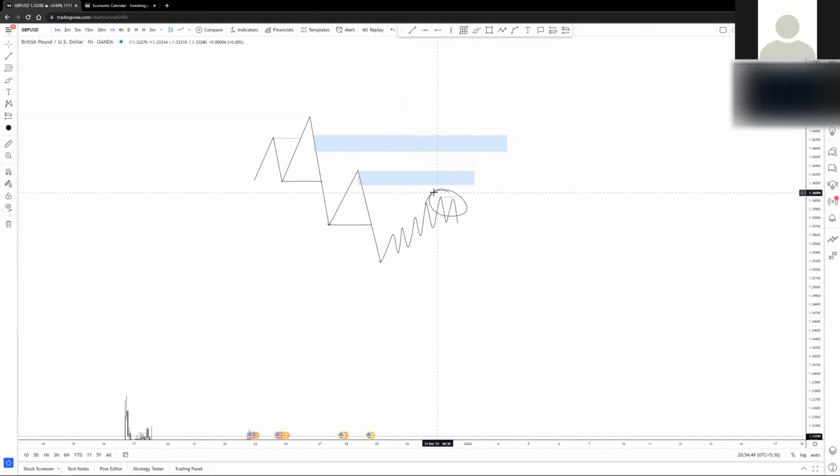Personally, what I would do is, now we know trading is all about taking a risk, right? But you have to risk your money on high probable setups, not just every setup. So for me, this right here would be high probable because of this liquidity.